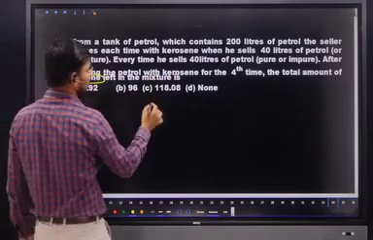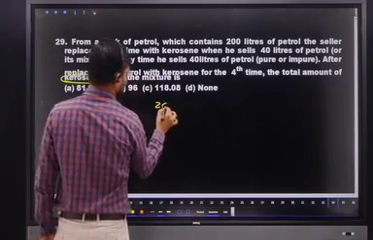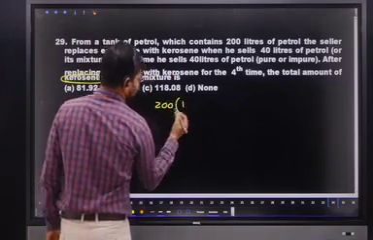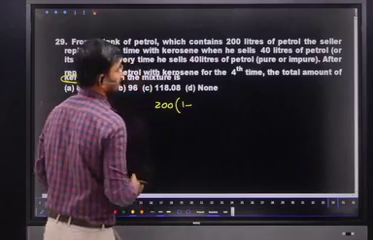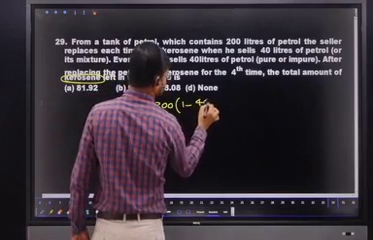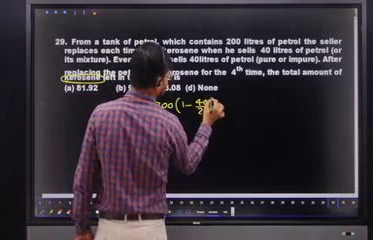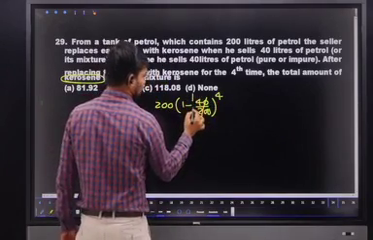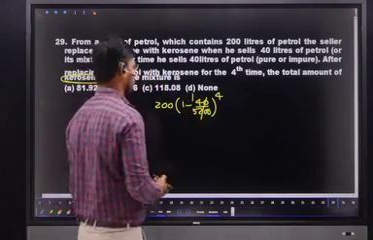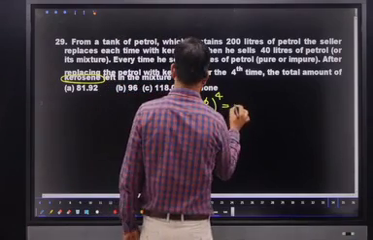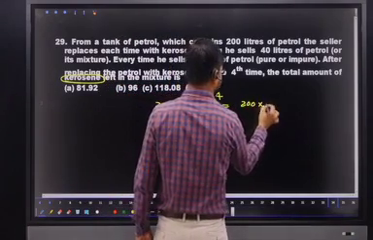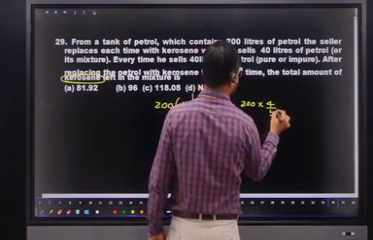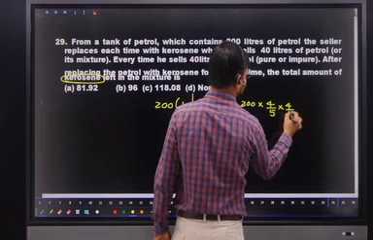The original quantity is 200 liters. 200 into (1 minus y by x). Every time he took 40 liters, so 40 by 200, whole power 4, the fourth time. This is 1 by 5. 1 minus 1 by 5 is nothing but 4 by 5. Therefore 200 into 4 by 5 into 4 by 5 into 4 by 5.